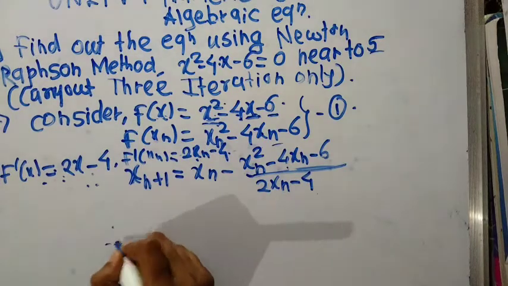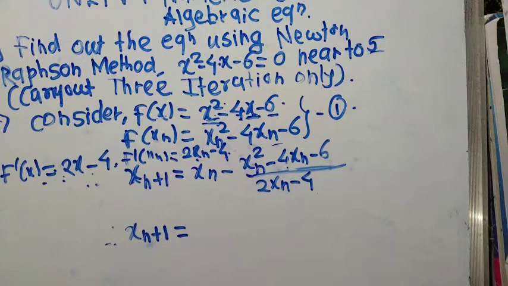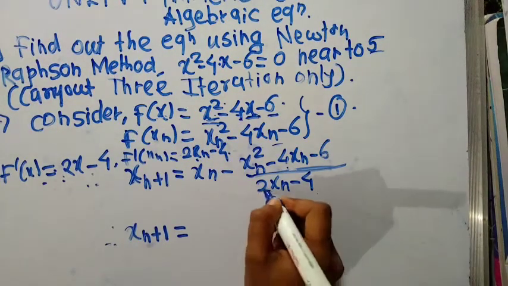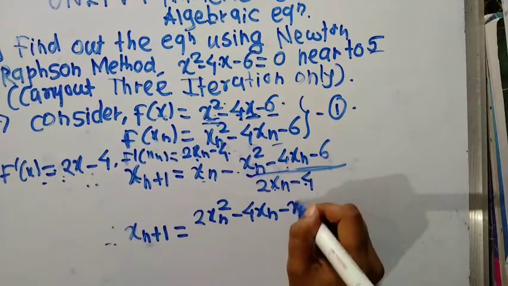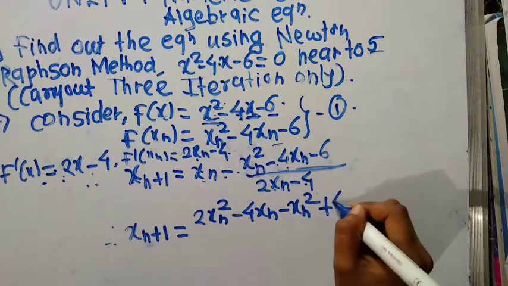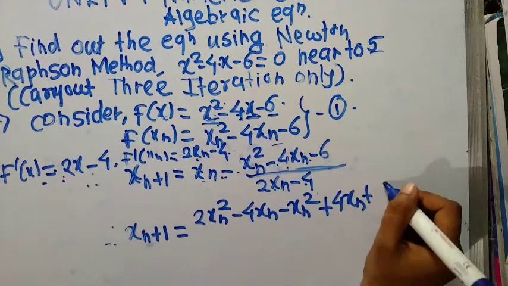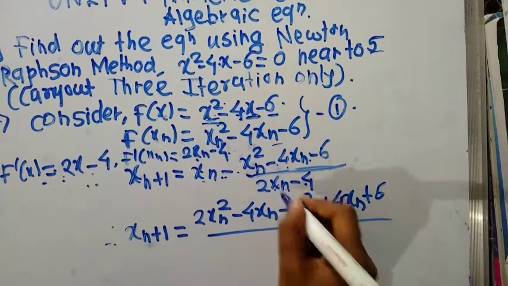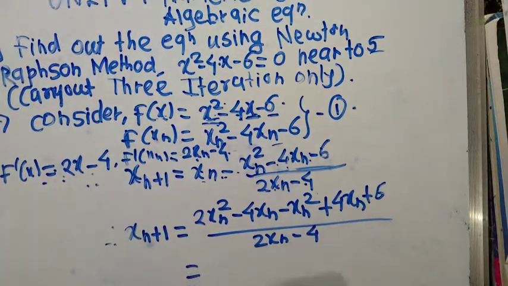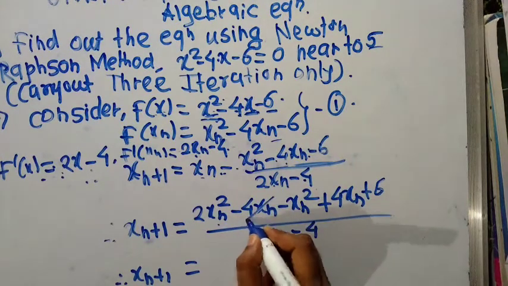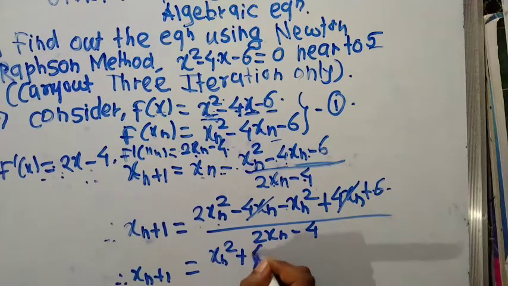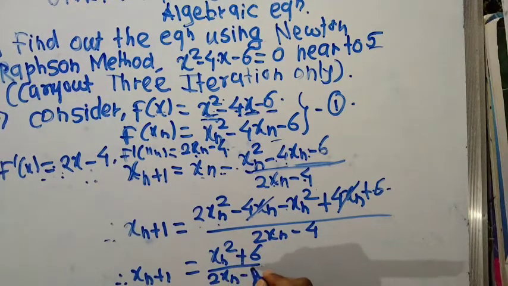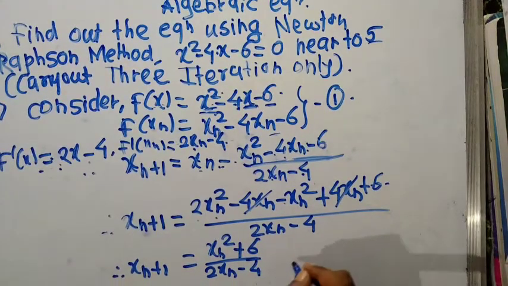So here we have to do cross multiplication. So xn plus 1 is equal to, multiplying, 2 into xn square minus 4xn minus xn square, and minus minus plus 4xn, minus minus plus 6, divided by 2xn minus 4. So here minus 4xn and plus 4xn cancel, and 2 minus 1 is 1, giving xn square plus 6 divided by 2xn minus 4. It is the second equation.